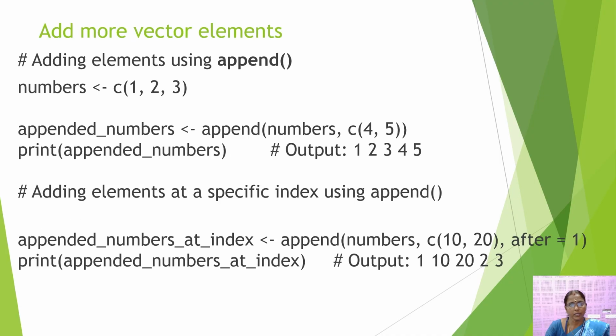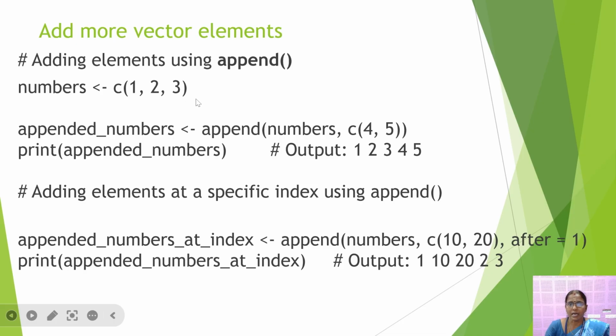Next, suppose you want to add more elements to a vector, you have to use the append function. The append function can be used to add more elements to an already given vector. Here we take numbers as the vector variable name. The vector numbers has three elements, that is 1, 2 and 3. Suppose you want to add 4 and 5 to 1, 2 and 3, you have to use the append function.